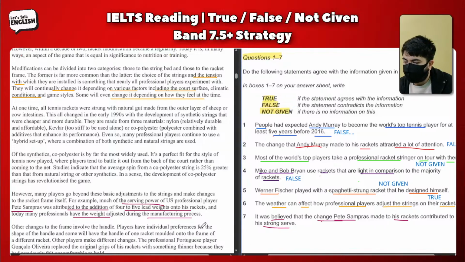The answer would be, first of all, it is given, and second thing, it is saying the same thing. So therefore, the answer here should be true, right? All right, just check: false, false, not given, false, not given, true, true, right? So this is how you do true, false, not given. Do I check how much time? 19 minutes 40 seconds with explanation.